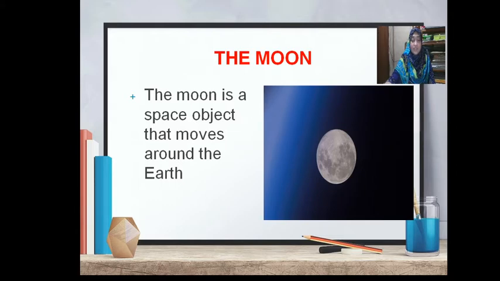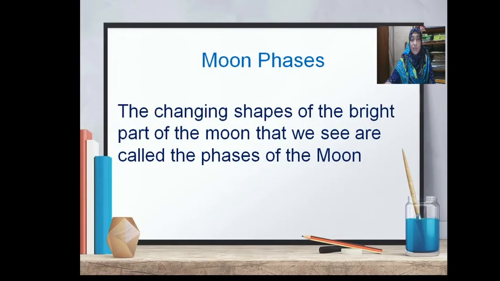Dear students, now I discuss with you moon phases. What is the moon phase? The changing shapes of the bright part of the moon that we see are called the phases of the moon. I repeat it again. The changing shapes of the bright part of the moon that we see are called the phases of the moon.